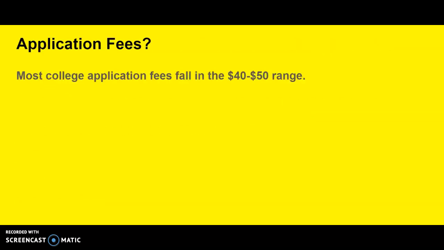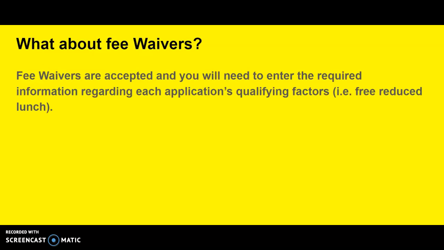Most college application fees fall in the $40 to $50 range, with some costing as much as $90. The ones that do cost $90 are mostly for Ivy League schools. If you're worried about the application cost, you can apply for a fee waiver. From my experience, students on free or reduced lunch are students who qualify for a fee waiver. However, there are other circumstances that you may also qualify for in order to earn a fee waiver.